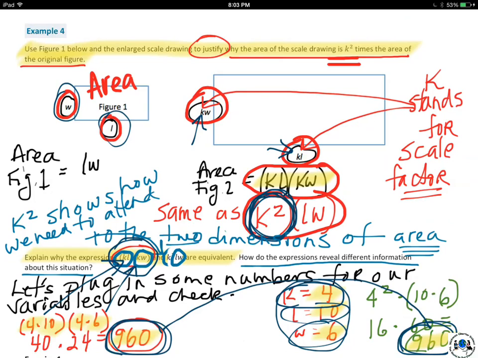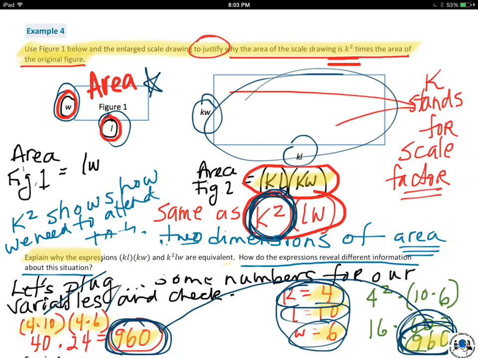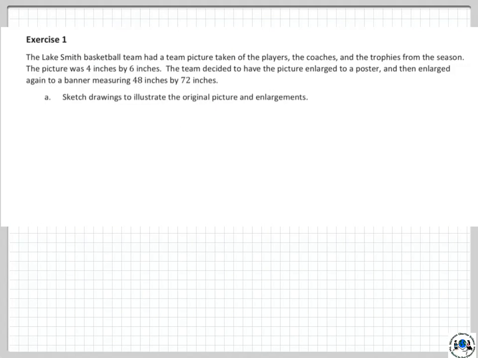I wanted to show you that these are the same, 960 and 960. So whichever way I look at it, if I look at it as KL times KW, I get 960. If I look at it as K squared times LW, I get the same 960. So we have actually justified it, hopefully. I know it may not be as clear as I want it to be quite yet, but we have justified why we do indeed square our original scale factor to apply to area. Well, let's move on to the next.